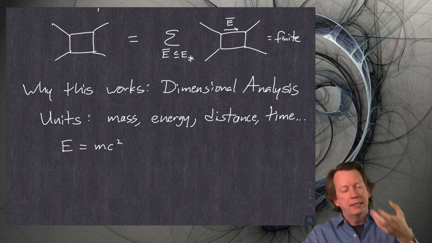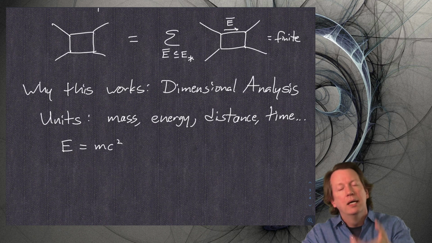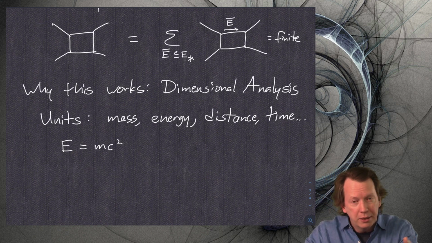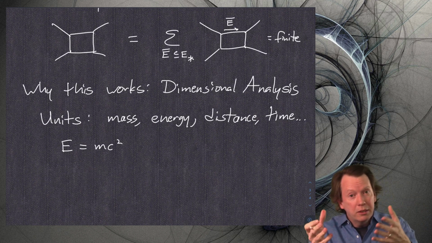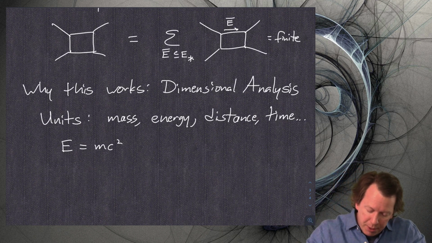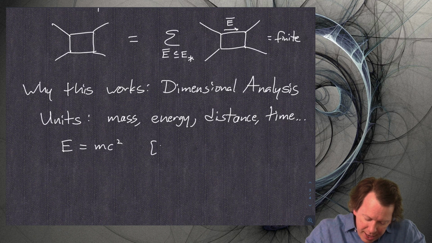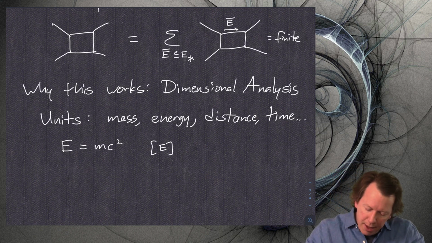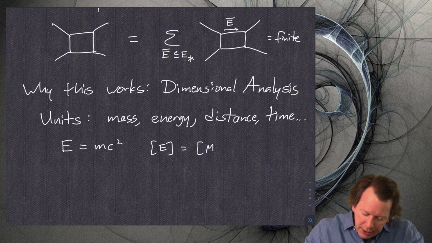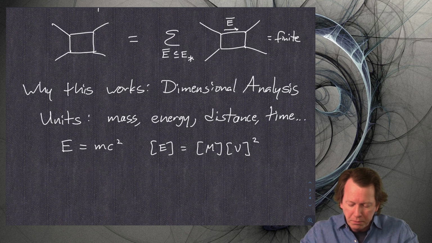So this is a formula that says the energy of an object at rest comes with a certain amount of intrinsic energy, which is its mass times the speed of light squared. And so if the units of both sides of this equation are going to be consistent, we better have the units of energy, which I'm going to write E in square brackets, equal to the units of mass times the units of velocity squared.